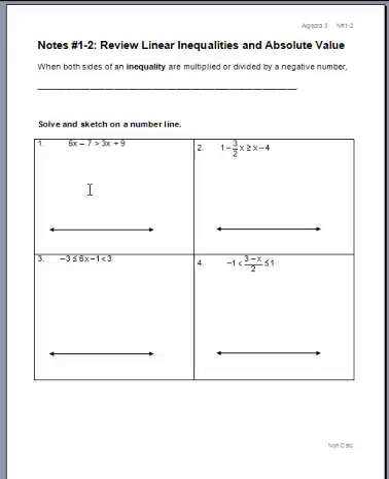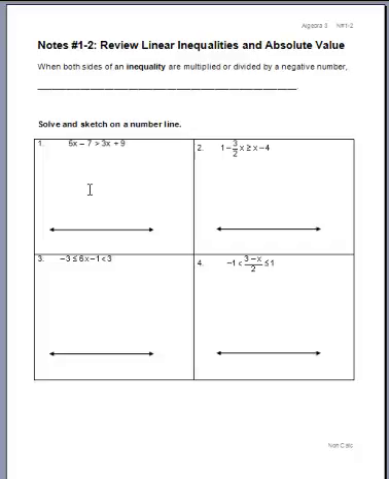This is the second lesson in Unit 1 of Pre-Cal. We're going to review linear inequalities and absolute value. We just did a section on equations, linear equations, or equations of various sorts. And so you need to go back and we'll review a little bit about these inequalities.